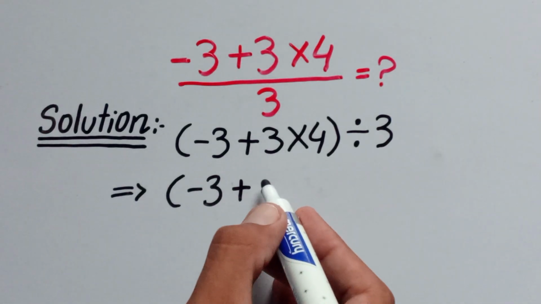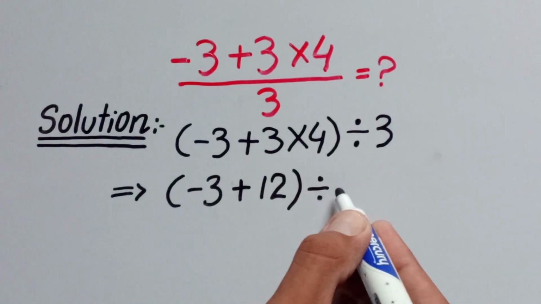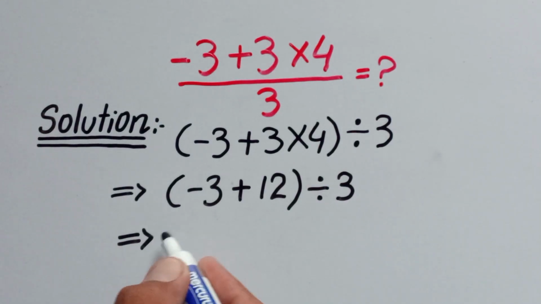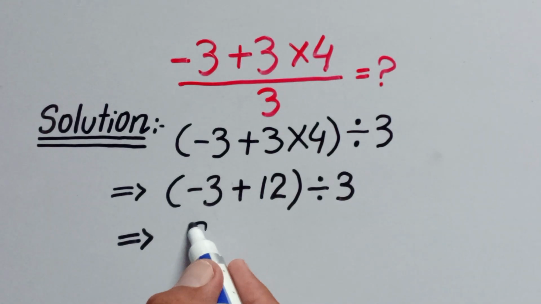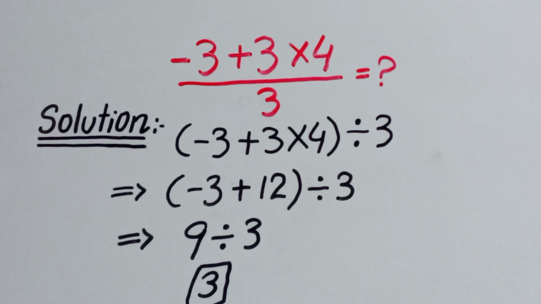So 3 times 4 is equal to 12, divided by 3. Now again, minus 3 plus 12, guys, equals 9. So 9 divided by 3 is finally equal to 3. Guys, this is the final answer of this expression.